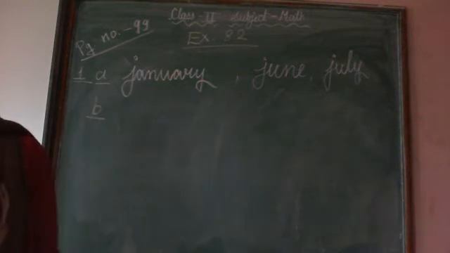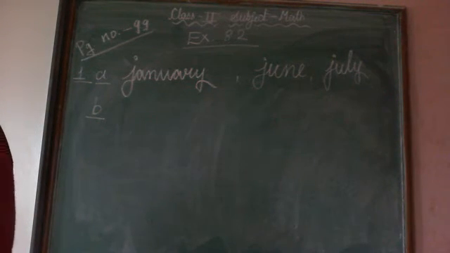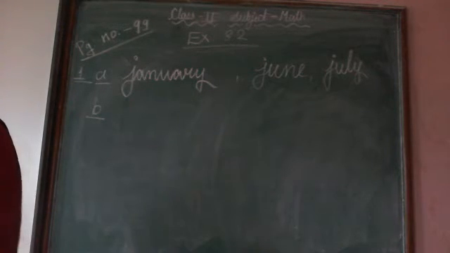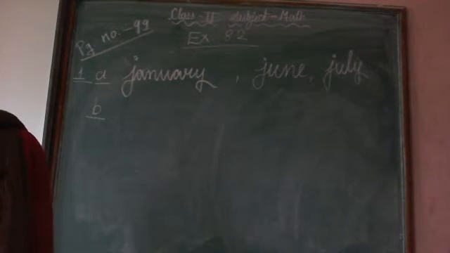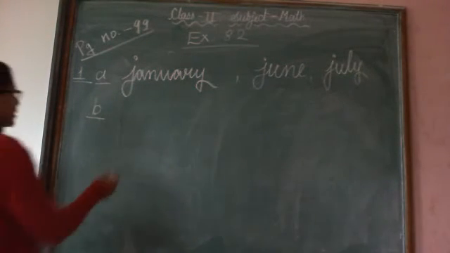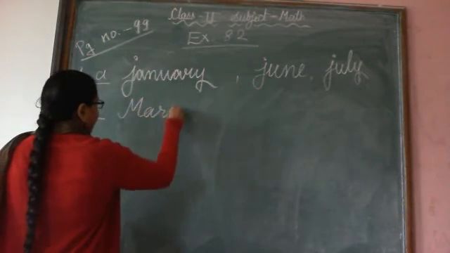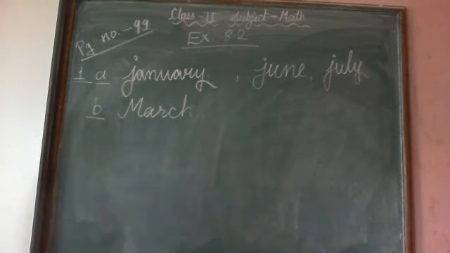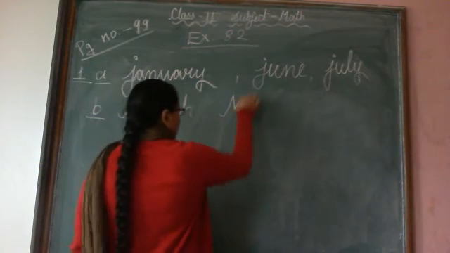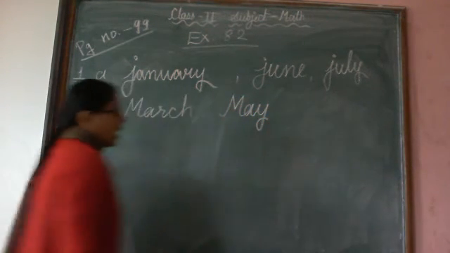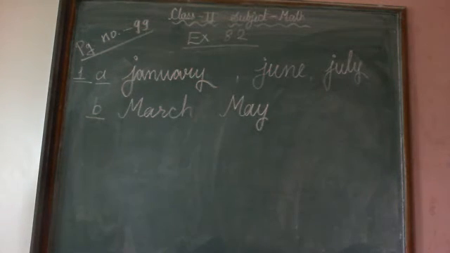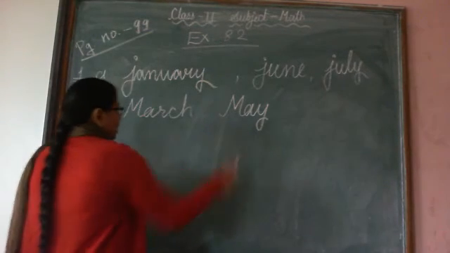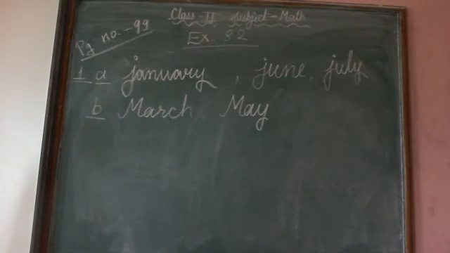Now the next will be the months of a year that begin with M. So once again, let's recite the names of the months: January, February, March. So let's write March. After March, April, May. May is also starting with M. After May, June, July, August, September, October, November and December. So there are 2 months that start with M, March and May.